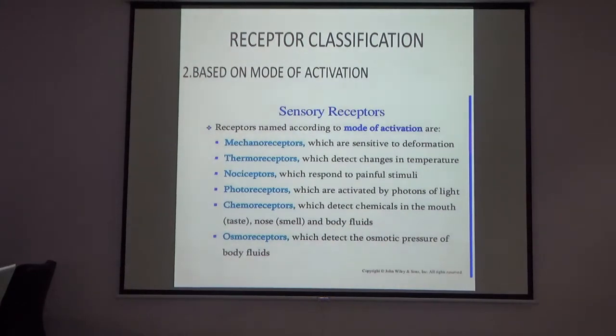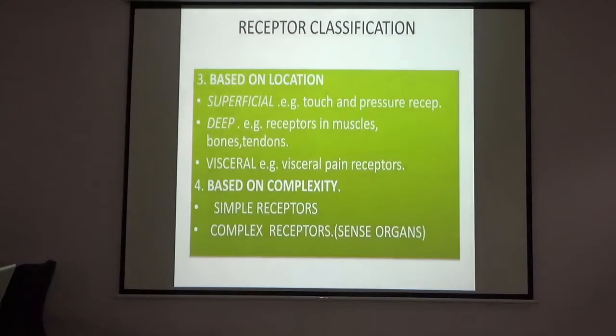Then chemoreceptors are those which respond to chemical stimuli, like taste receptors and olfactory receptors. Then photoreceptors are those which are activated by the photons of light, for example, rods and cones of the retina. Then osmoreceptors are those which detect the osmotic pressures of body fluids. So these are based on their mode of activation, or you can say the classification is based on the adequate stimuli.